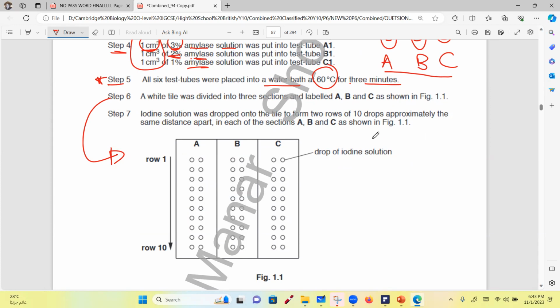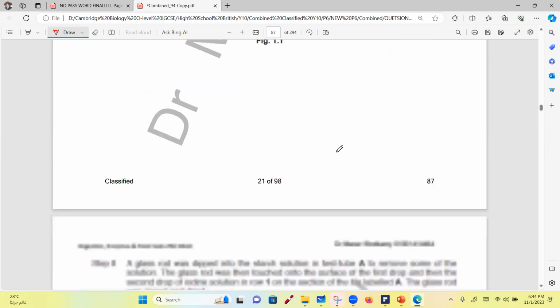Read it with a lot of focus so that you don't miss anything. So they got a white tile and it is divided into 3 sections, A, B, and C, just like you see here. Iodine solution was dropped onto the tile to form 2 rows of 10 drops, approximately the same distance apart, in each of the sections A, B, and C. So they're just describing that they put iodine here. Iodine was dropped into the tile to form 2 rows. Okay, drop of iodine. That's it. Now, what else did they do?